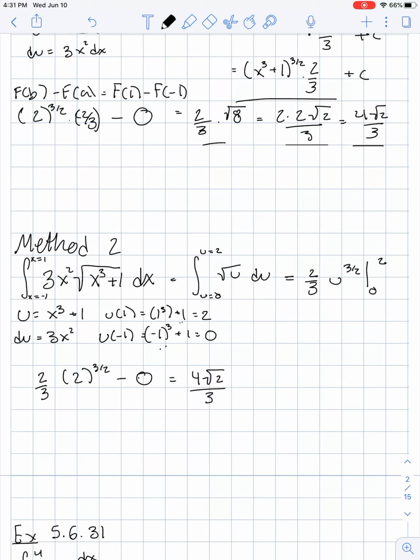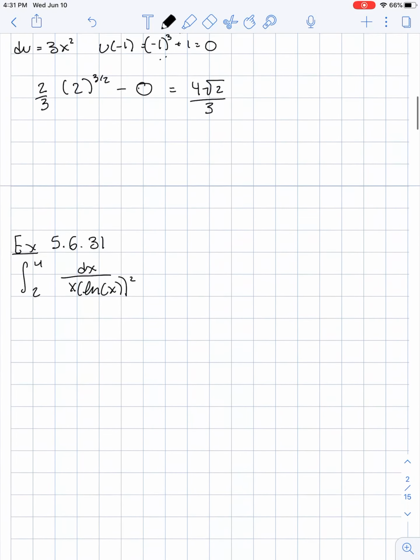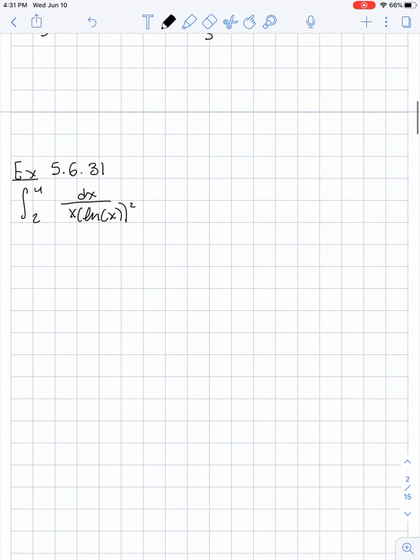All right, so then let's do another example. This one is in your textbook. It's problem 5.6.31. And it's the integral from 2 to 4 of dx over x times ln of x, that quantity squared.